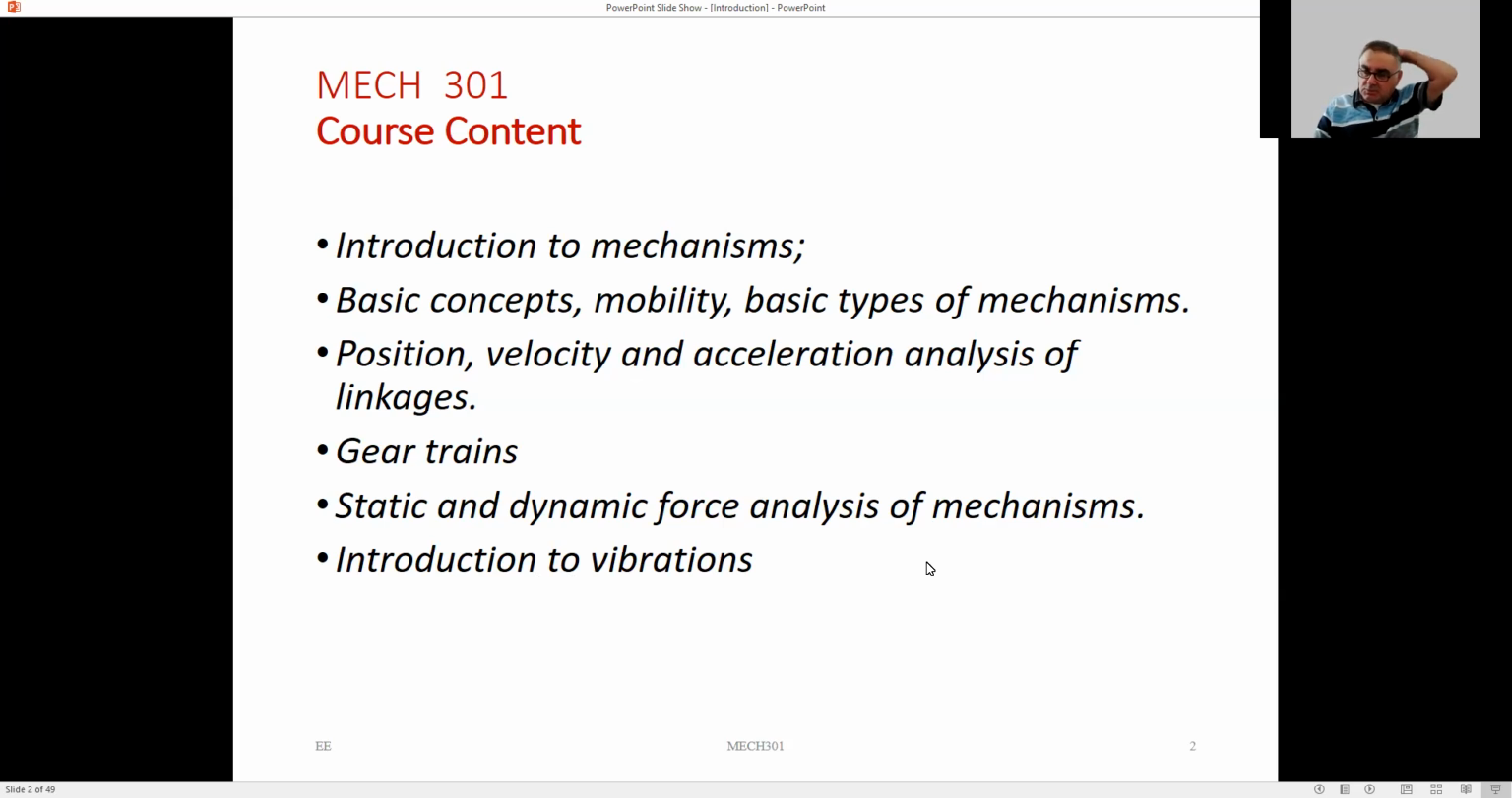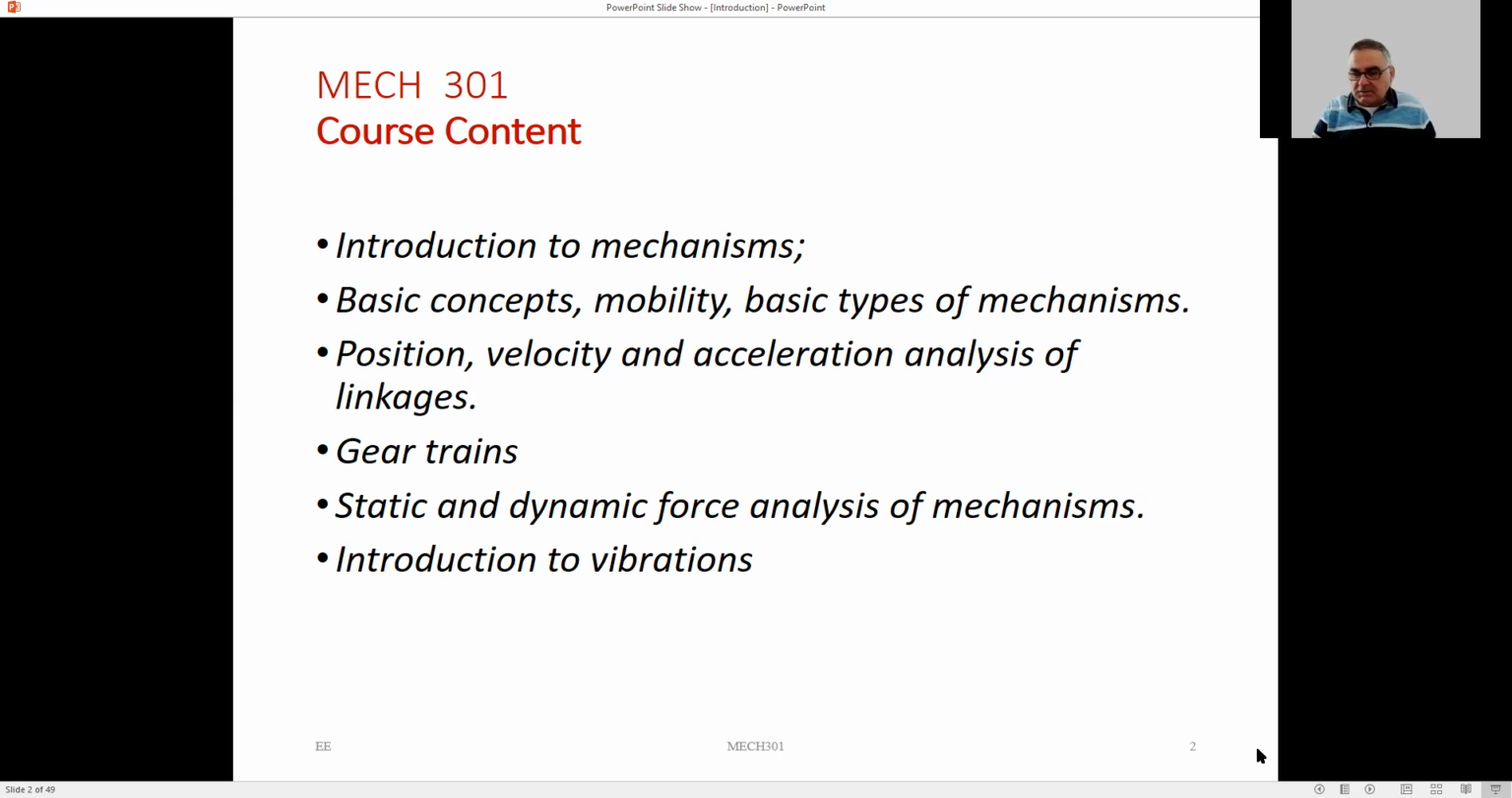And the last month or so, last 3 weeks or 1 month, we will look at vibrations, which is an important topic by itself. But unless you take the mechanical vibrations course, this is all you are going to learn about vibrations during your education. So we are going to introduce it to you in order to have some idea about some basic concepts of vibrations.